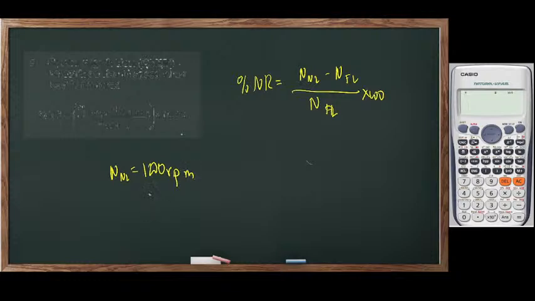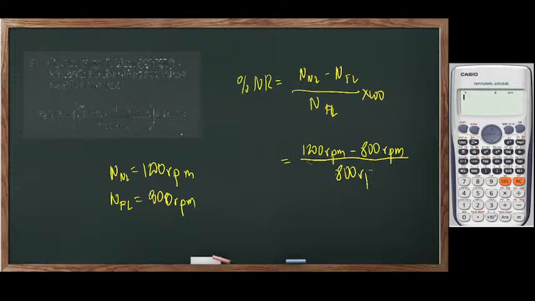Habang yung ating namang full load is equal to 800 RPM. So ang gagawin lang natin is i-substitute natin to. So you have 1200 RPM minus 800 RPM over full load, 800 RPM, times 100. So we can now get the percent speed regulation. So gamitin natin yung ating calculator for this one.